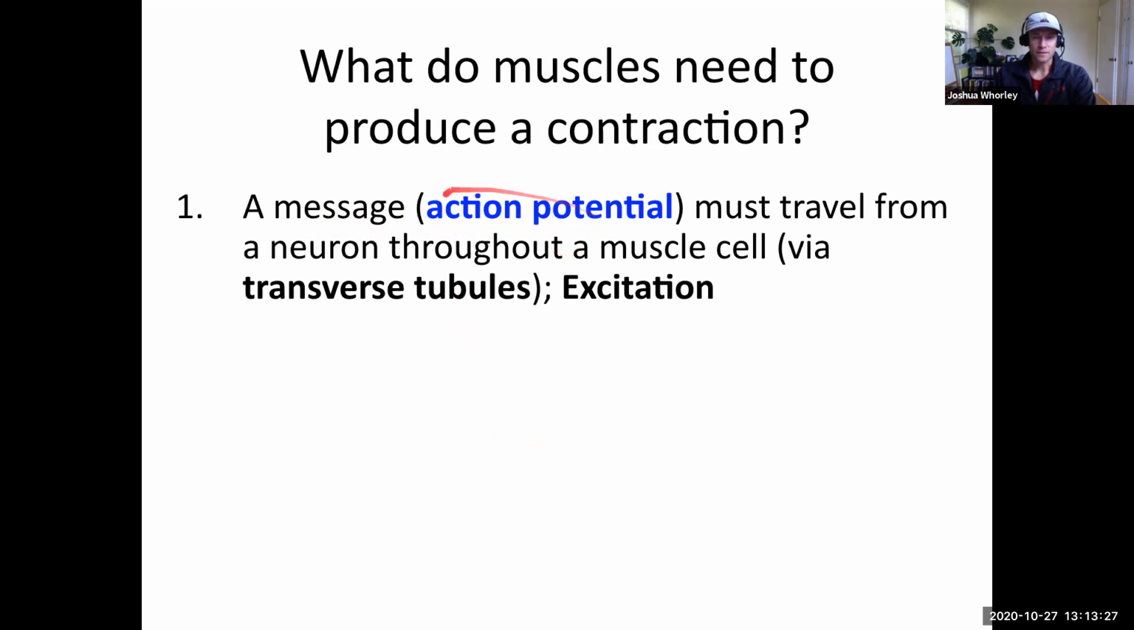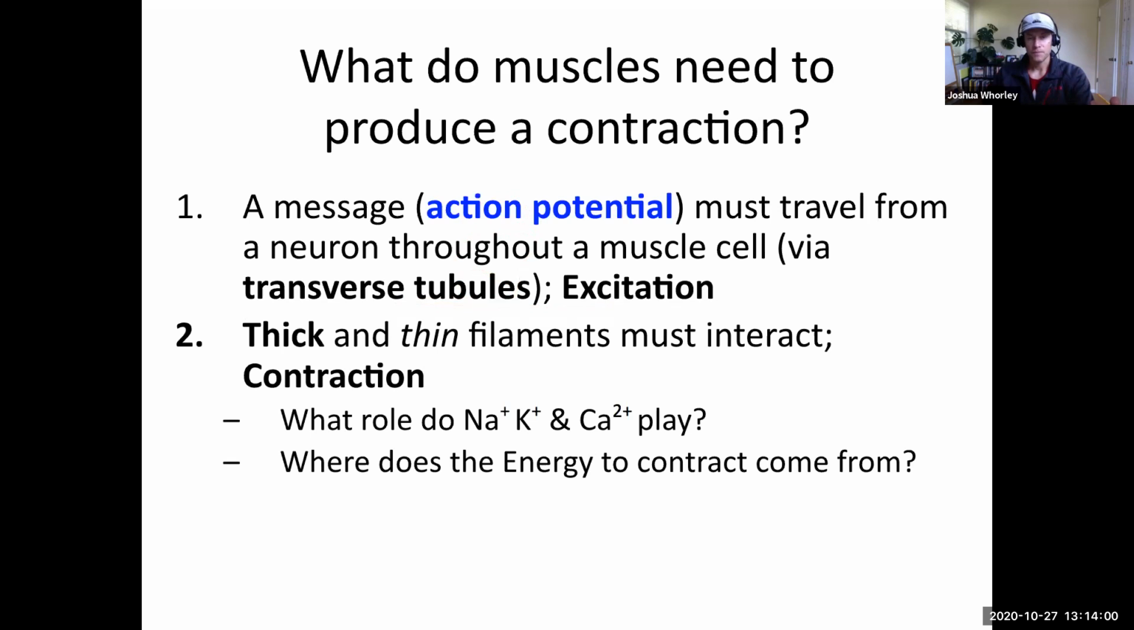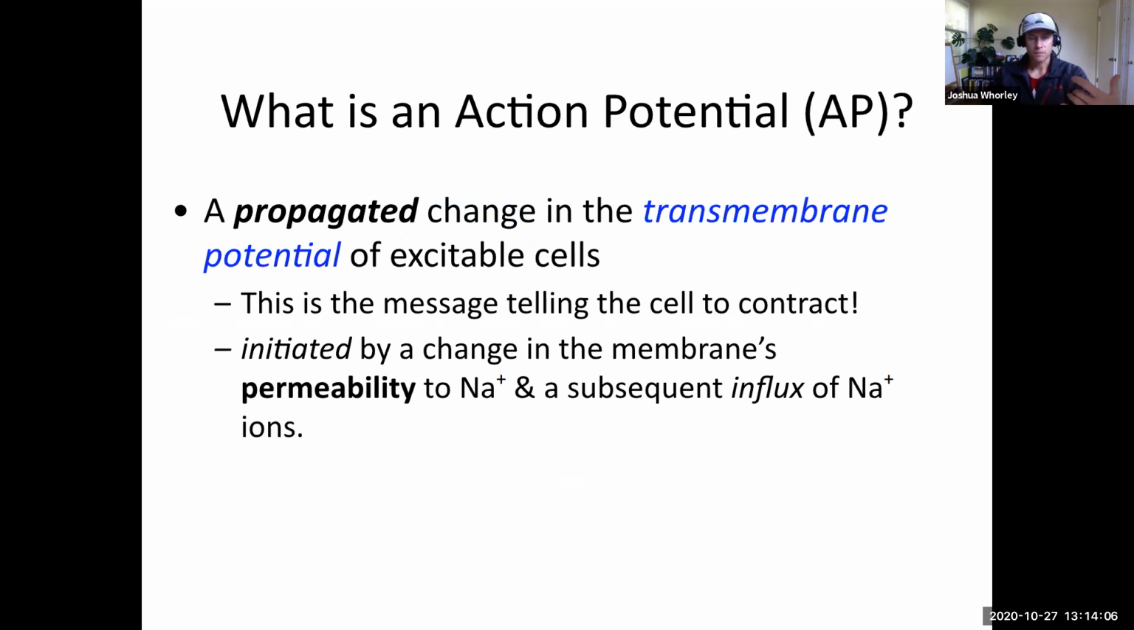Then we also see that there's an action potential that spreads across a muscle cell once this signal from the neuron has been transduced into a signal to the muscle cell. And that's happening via those transverse tubules in the excitation phase. And then once that happens, the thick and thin filaments, the actin and myosin filaments, interact and produce a contraction. So what does that look like? We have to think about the roles of sodium, potassium, and calcium in this. We'll talk later about where the energy to contract comes from. Right now, I want to think more about this action potential.